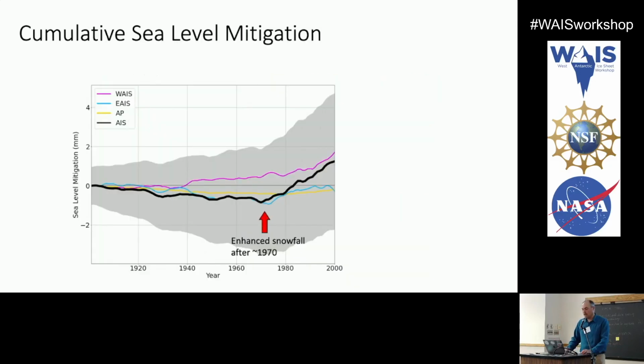So what we noticed when we look at the cumulative sea level mitigation, integrating the increased snowfall from 1900 over the 19th century baseline, 1800 to 1900, is that we do see WAIS after about 1940 starting to contribute, but we actually have a bit of a decline in East Antarctica, dominating everything, but really an uncertainty that's just around zero, until we get into the late 20th century, after 1970, when things seem to start to accelerate and have an Antarctic-wide signal.